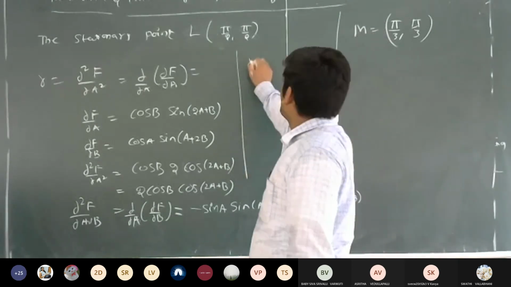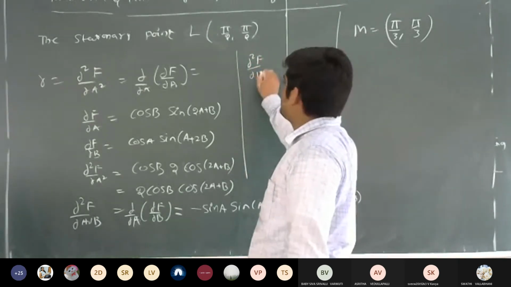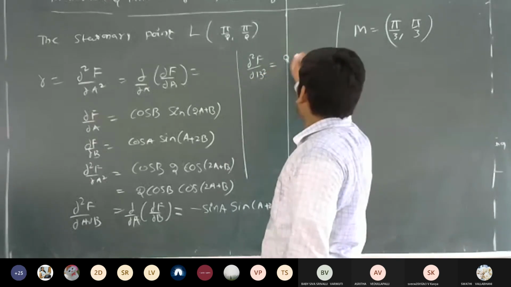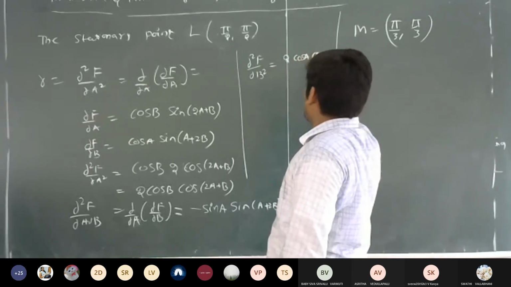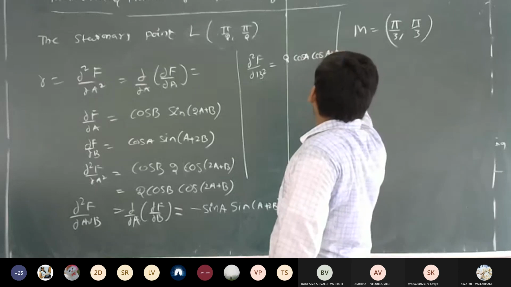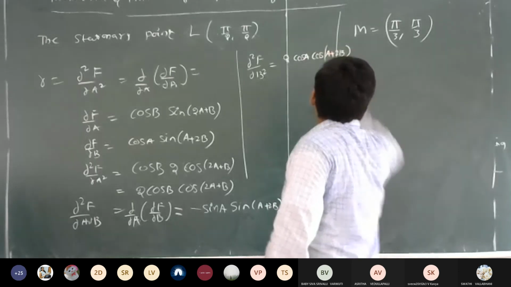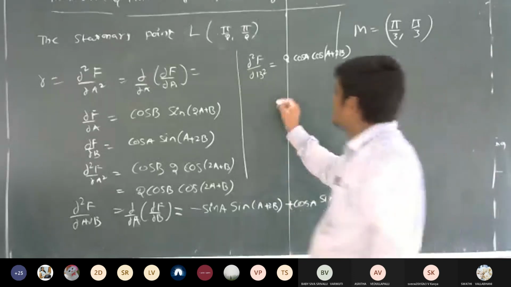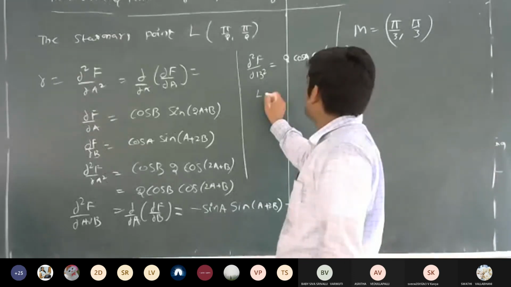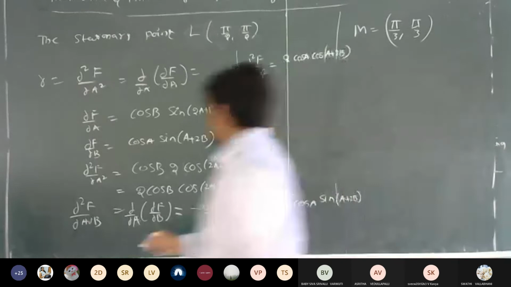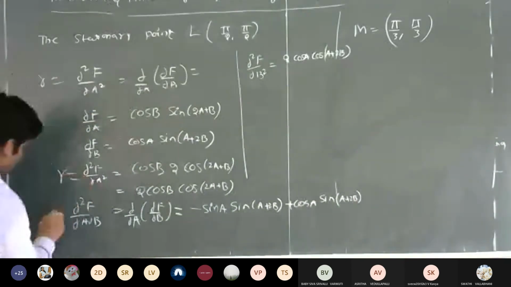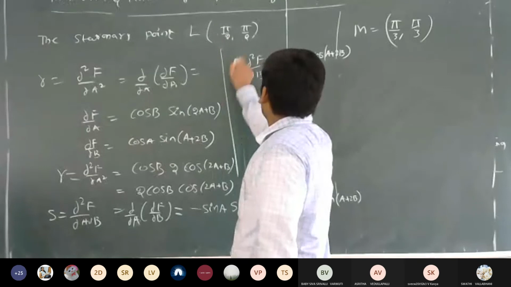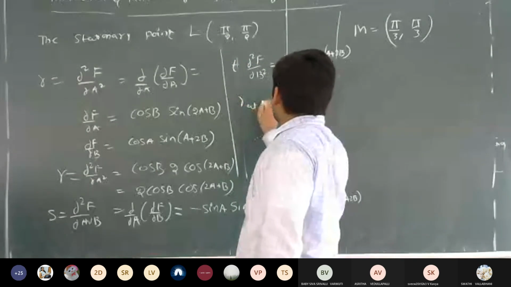Next one, last one. Dou square f by dou b square. So this is 2 cos a into cos of a plus 2b. Next, at the point L. So this is R, this is S, this is T. So R at L.